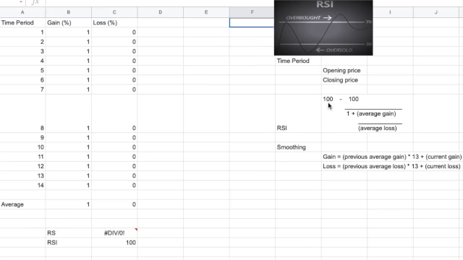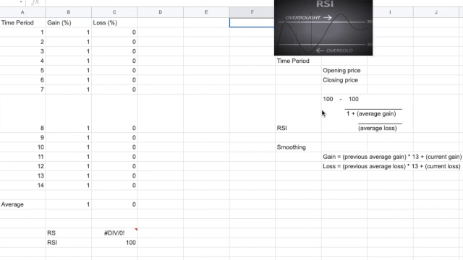The formula is like this: 100 minus 100 divided by 1 plus average gain by average loss. So if you look at this formula, if the gain is 0, then this denominator becomes 1. So this term becomes 100, and 100 minus 100 is 0. If the loss is 0, then this term becomes infinity. So that makes 1 plus infinity also infinity. So this becomes 100 by infinity, which is 0, and the maximum value is 100. So the RSI will always fluctuate between 0 and 100.